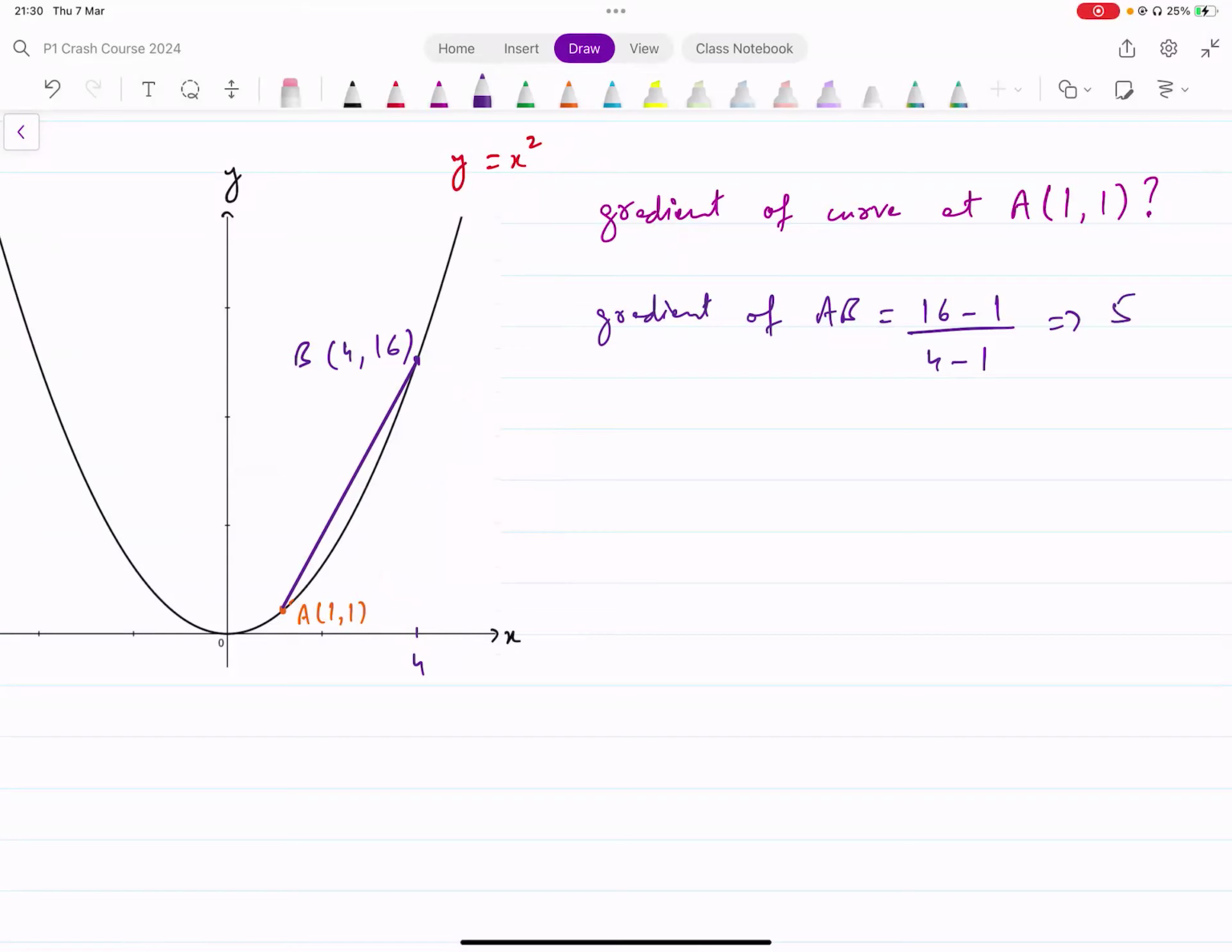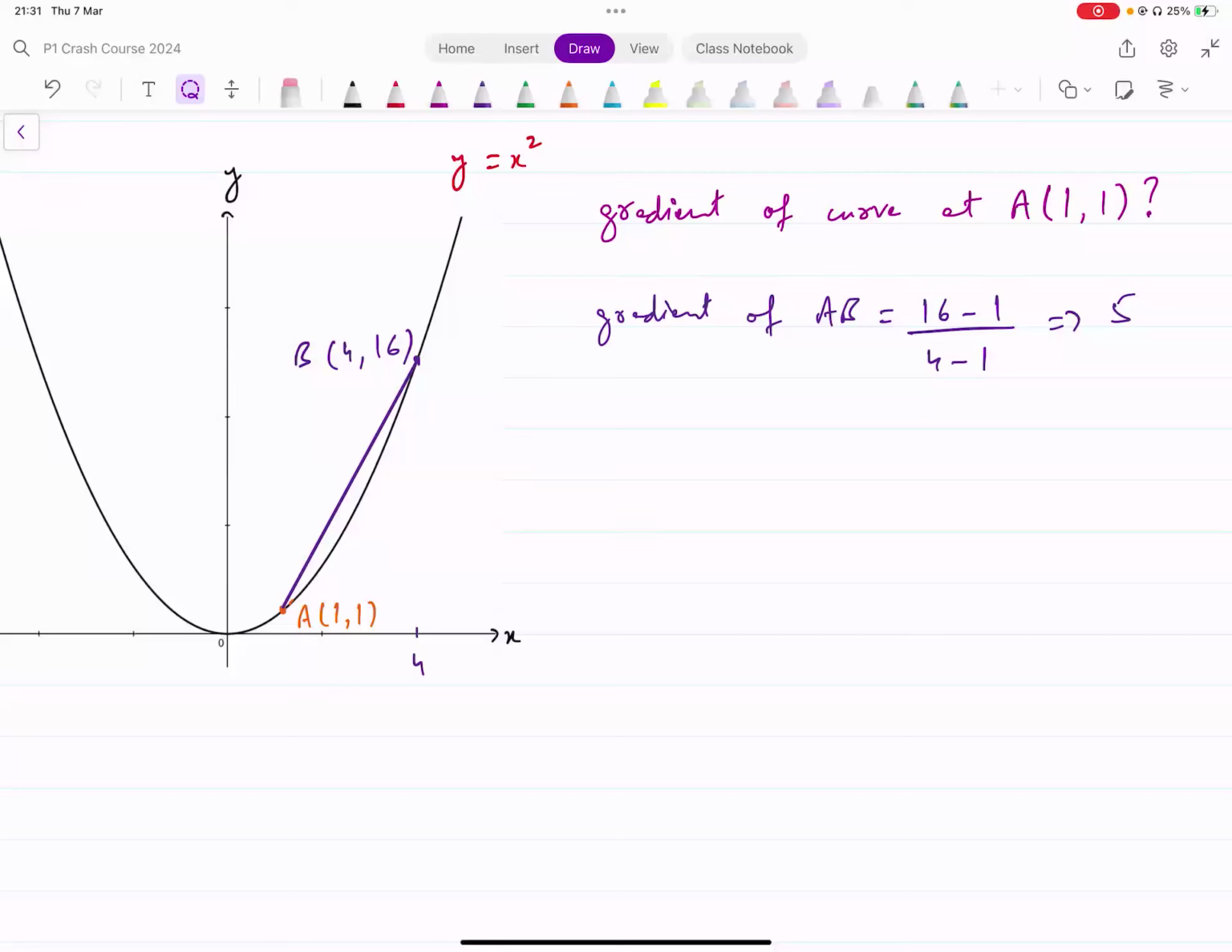Sir, is that a good estimate? Is that a good estimate for the gradient of the curve at this point A? What do you think about it?